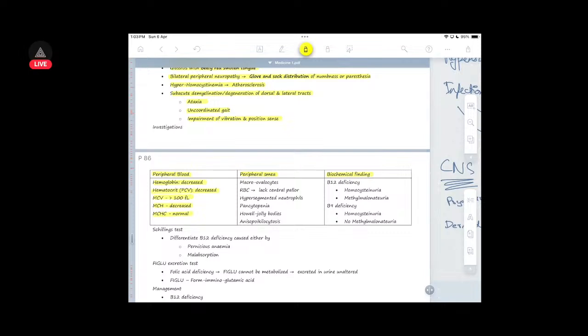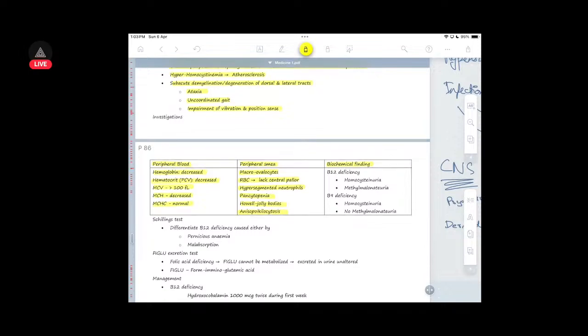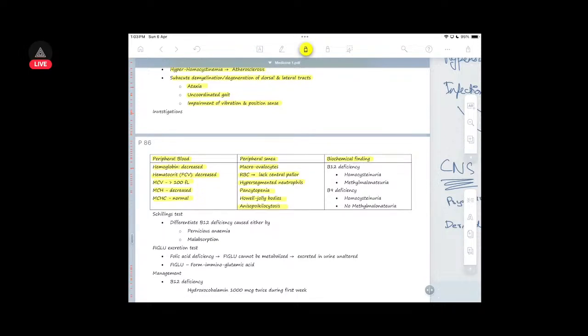Okay. Peripheral smear: you can have ovalocytes, you can have RBCs that lack central pallor, you can see Howell-Jolly bodies, which are nuclear remnants, hypersegmented neutrophils, pancytopenia will be there, anisopoikilocytosis will be seen. And the shape of the RBC is symmetrical, abnormal.